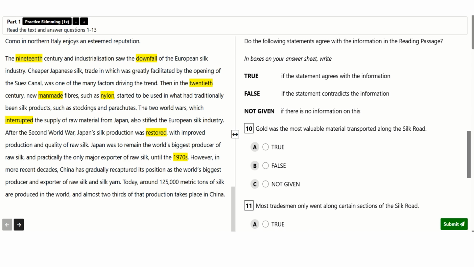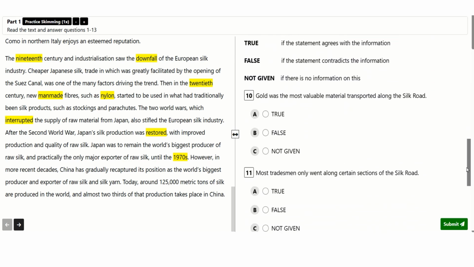Next is true, false, not given. Okay. Gold was the most valuable material transported along the Silk Road. Most. That means nothing was more valuable than gold. Most tradesmen only went along certain sections of the Silk Road. Most, like the majority of them. Only certain sections, that means they did not cover all sections, only a few sections.